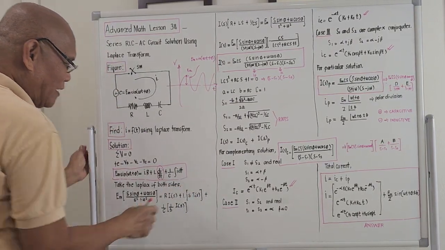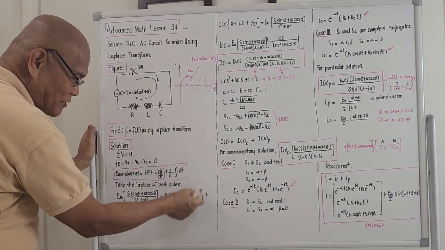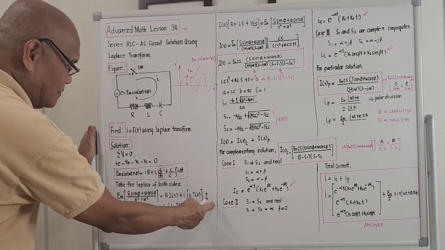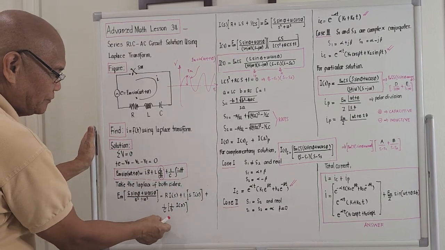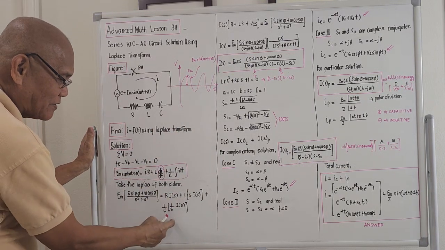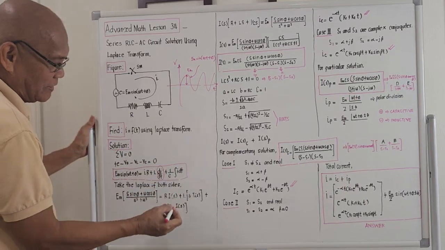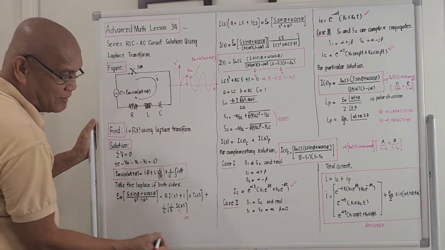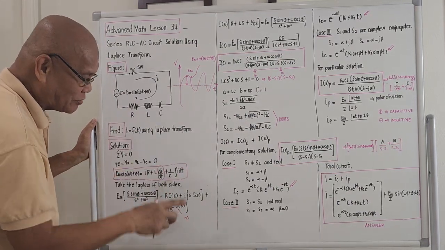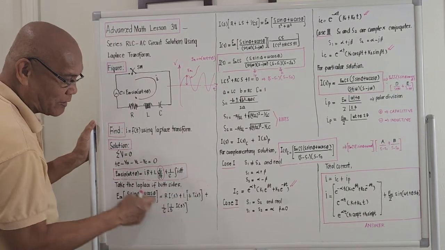So meaning the Laplace transform of L di/dt will be L times S times capital letter I as a function of S, plus 1 over C. The Laplace transform of any integral is actually 1 over S times I as a function of S. Originally, this was capital letter F, but for the meantime, the variable we are talking about is current. So instead of capital letter F, it should be capital letter I as a function of S.